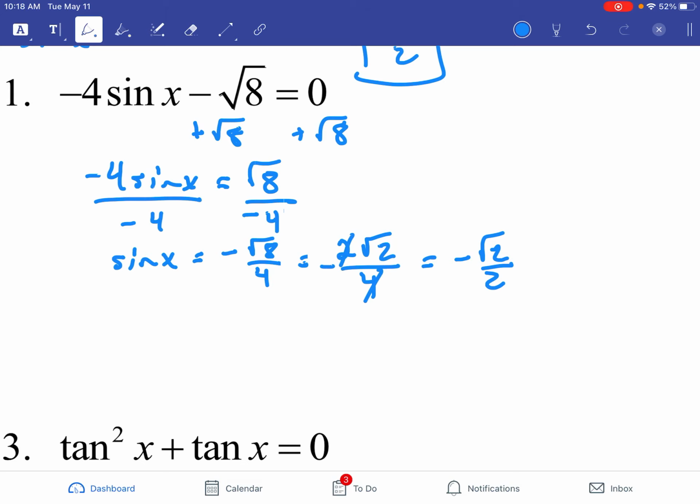So we're looking for all the y values where the point's y value is negative root 2 over 2. There are 2 of them, at 5 pi over 4 and at 7 pi over 4.